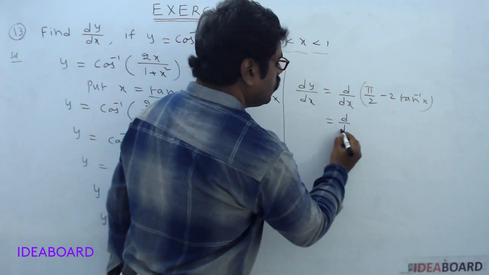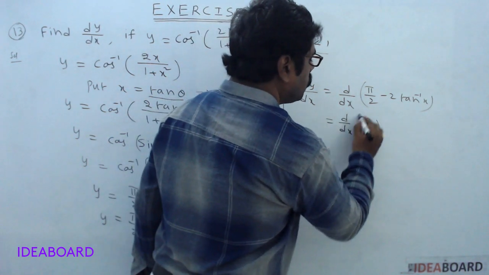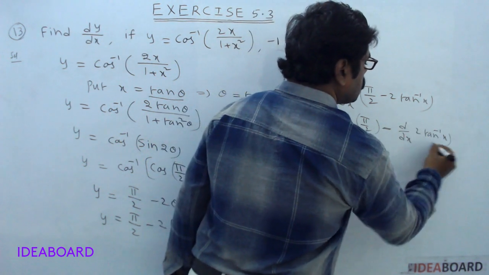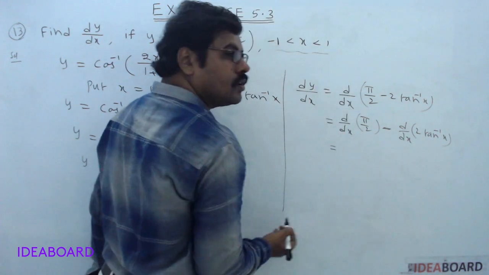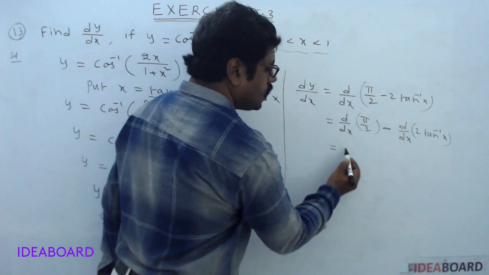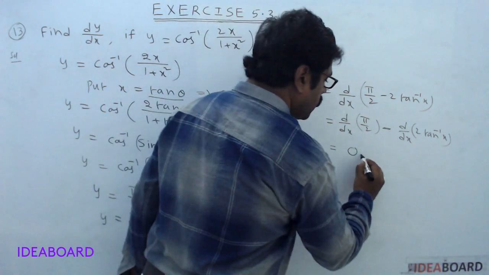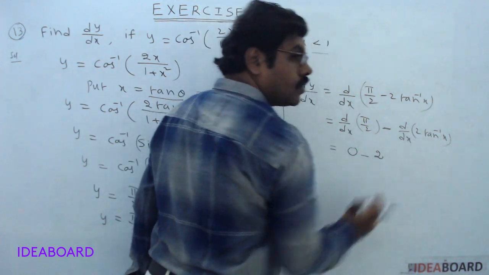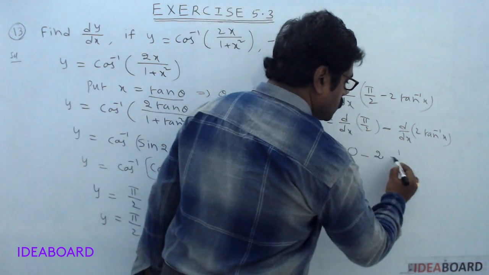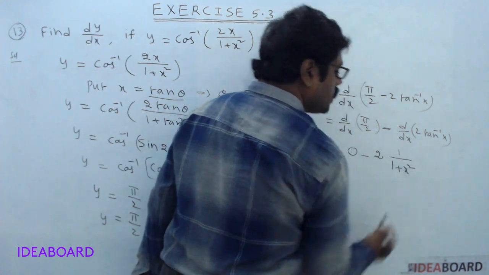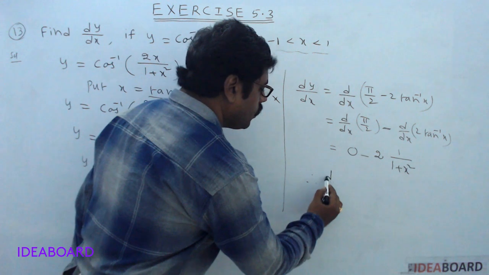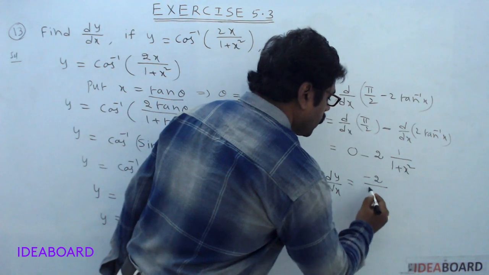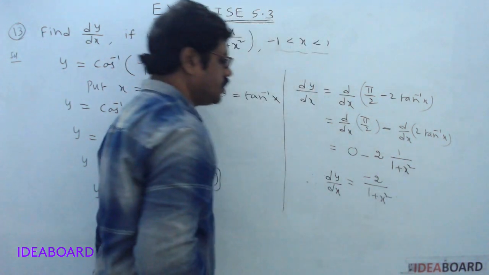Now this equals the derivative of pi by 2 minus the derivative of 2 tan inverse x. Now this equals, the derivative of any constant term is 0, minus, here 2 is the constant term, 2 into the derivative of tan inverse x. The derivative of tan inverse of x is 1 upon 1 plus x square. So finally dy by dx equals minus 2 divided by 1 plus x square.